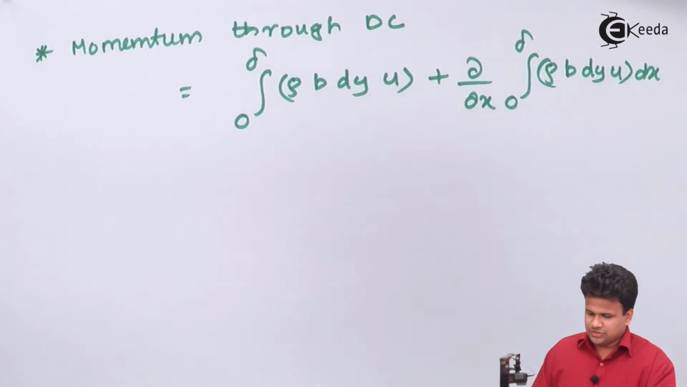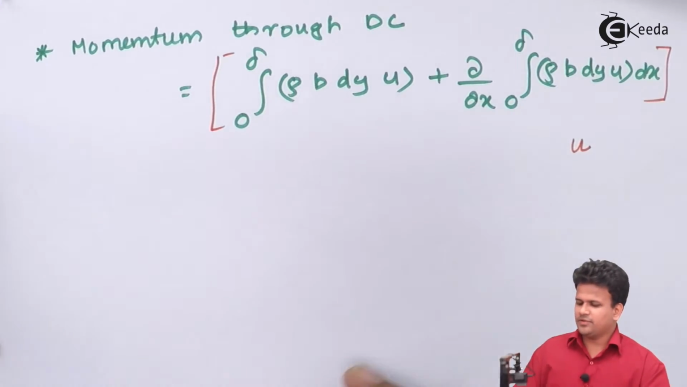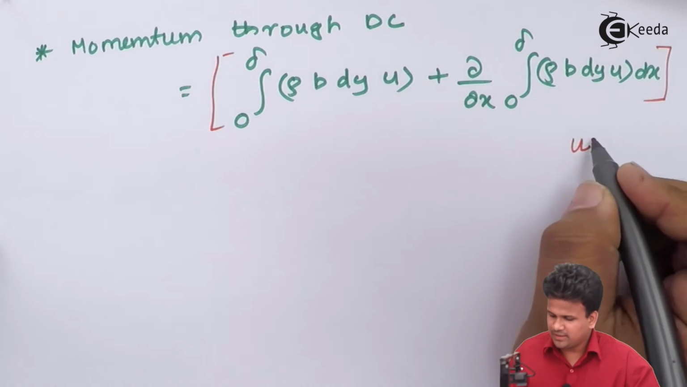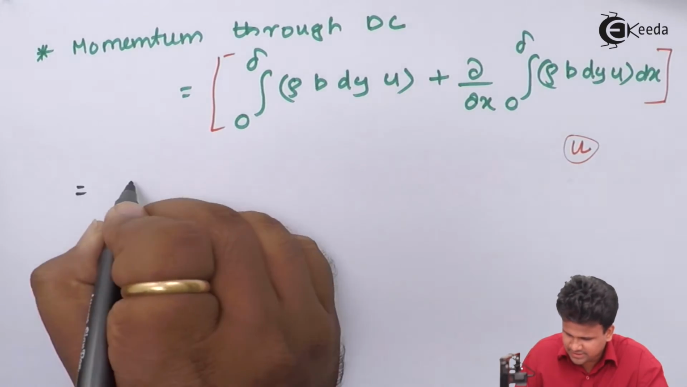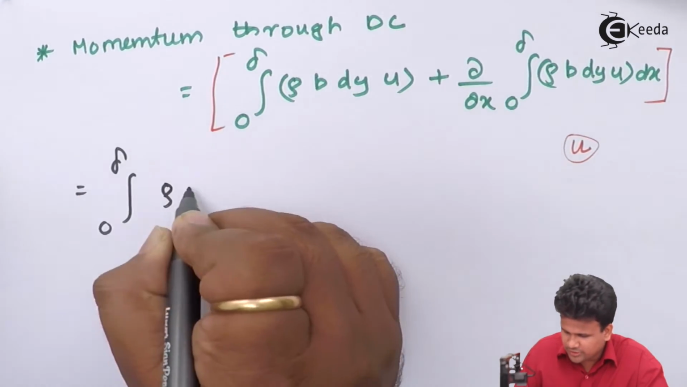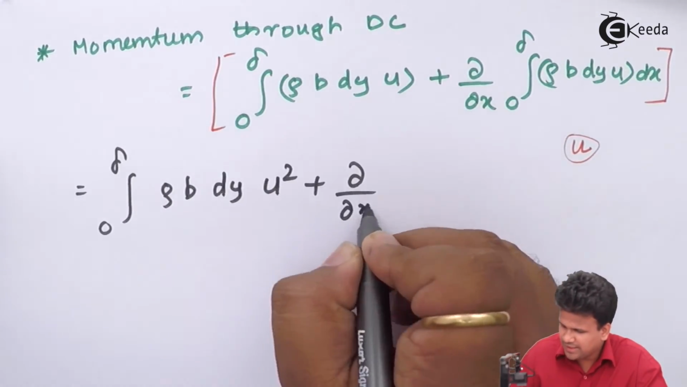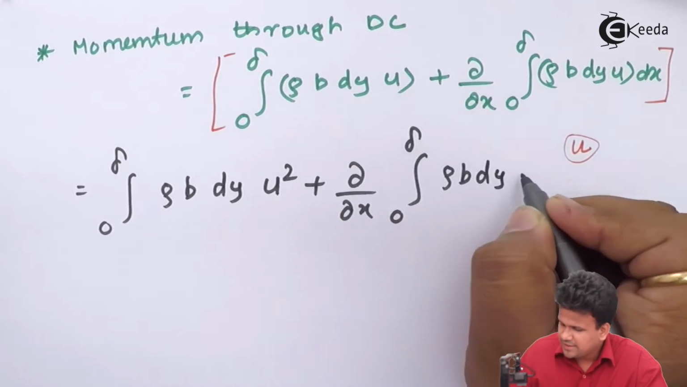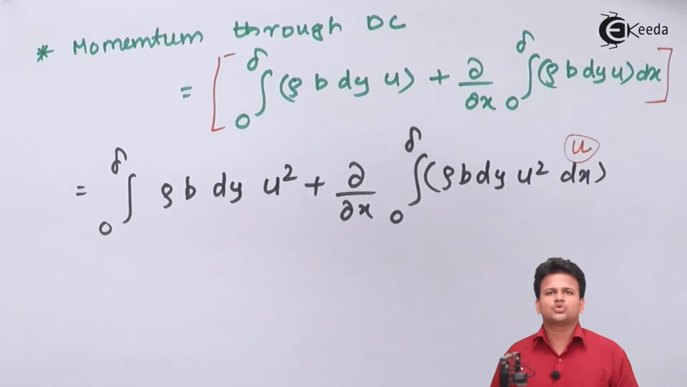So this was the mass. Now this mass has to be multiplied by the velocity. Now u is under the boundary layer, hence we have to multiply by u. So over here we'll get this entire part as the integral from 0 to delta of rho into b into dy into u squared, plus dou by dou x into the integral from 0 to delta of rho into b into dy into u squared into dx. So this is the value of momentum through DC. So we have multiplied mass by its velocity.